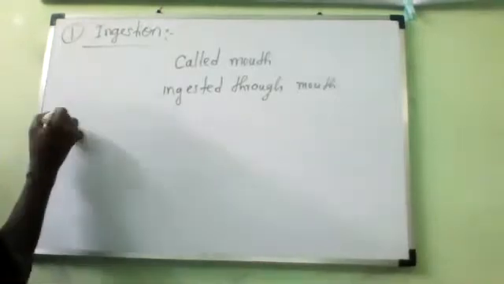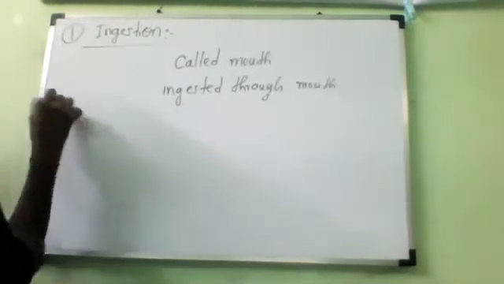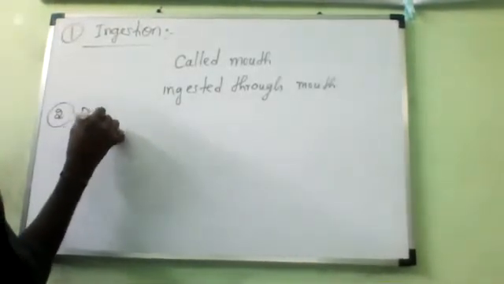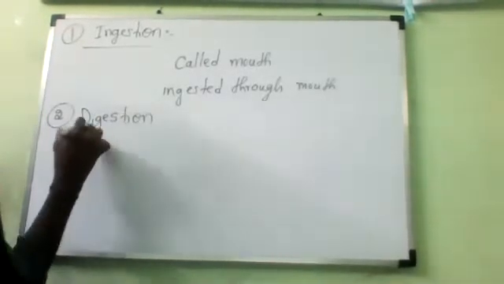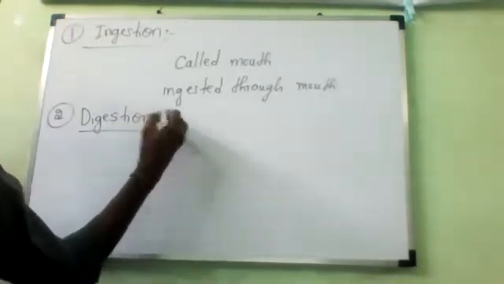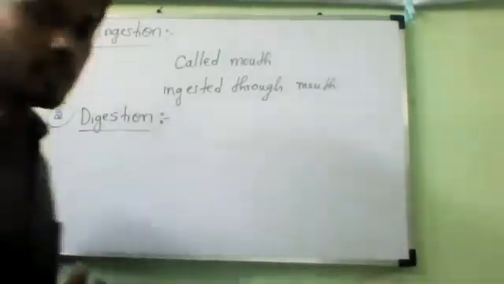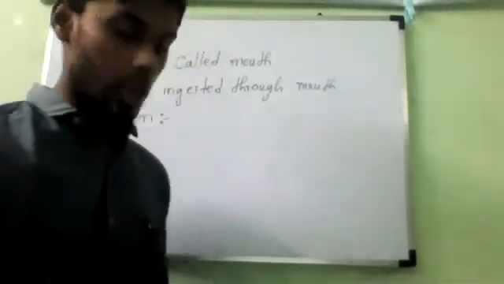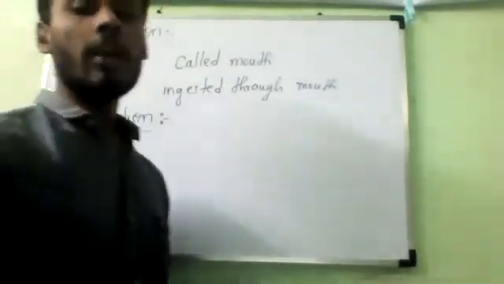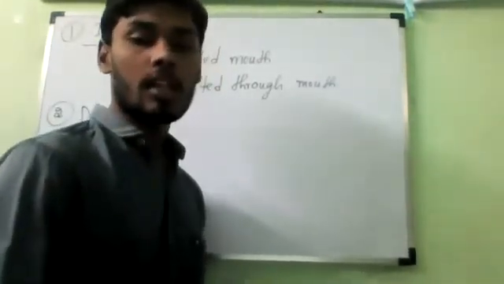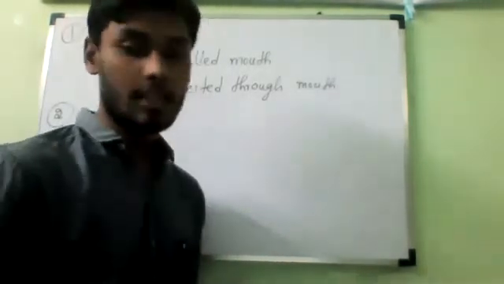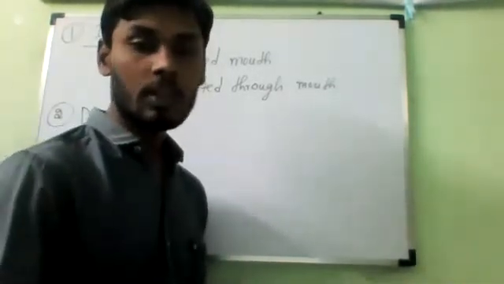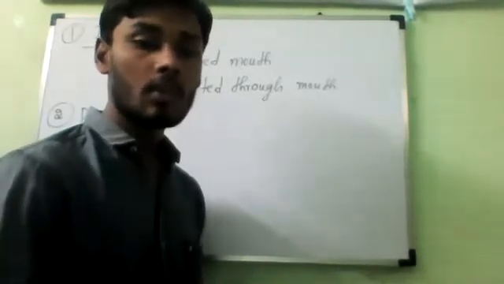Then what is the second process? Digestion. Chewing and grinding. In nutrition, what is the second step? Digestion. Now, in amoeba, a unicellular organism, digestion will start after the food enters inside the cell. Is it yes or no? Yes, sir.